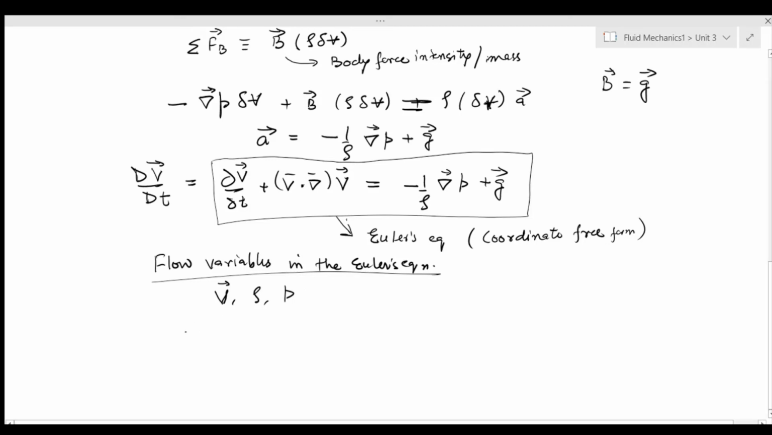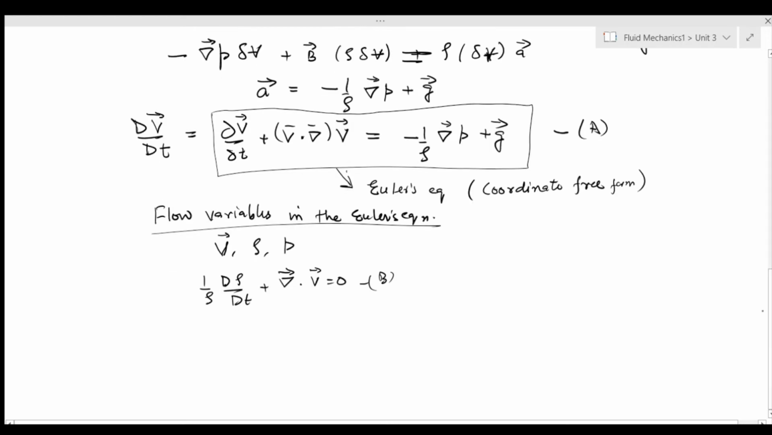Let's say this is our equation A. Next is our continuity equation or mass conservation, which we already know about. It's 1 by rho d rho by dt plus del dot V equals 0. This is my equation B. And the third equation which I need would be the equation of state, and that would be that my density is a function of temperature and pressure.